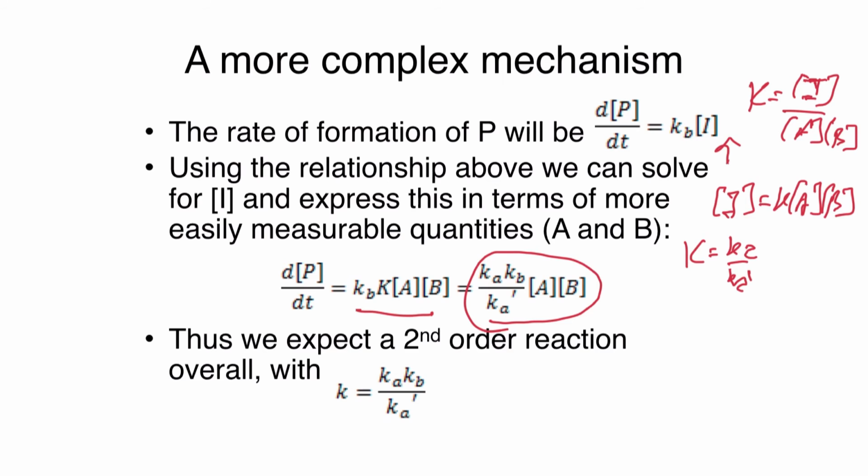Point is that after all of this math, I'm expecting a second order reaction, because I have a rate constant, which is a bunch of little rate constants, Ka, Kb, and Ka prime. But more importantly, the rate depends on the concentration of A to the first power and the concentration of B to the first power. So this would be a bimolecular process. First order with respect to A, first order with respect to B, but second order overall.